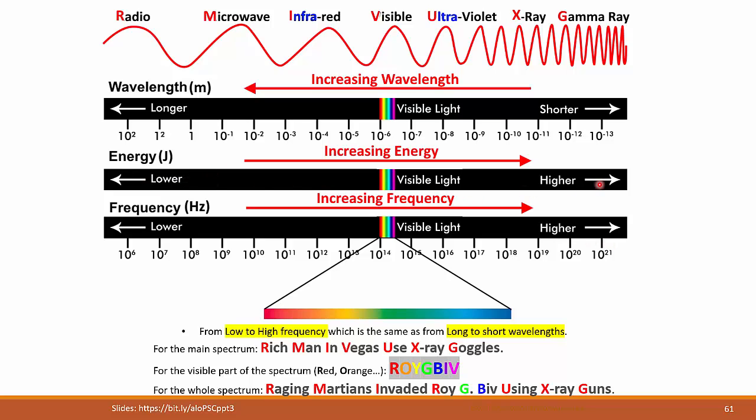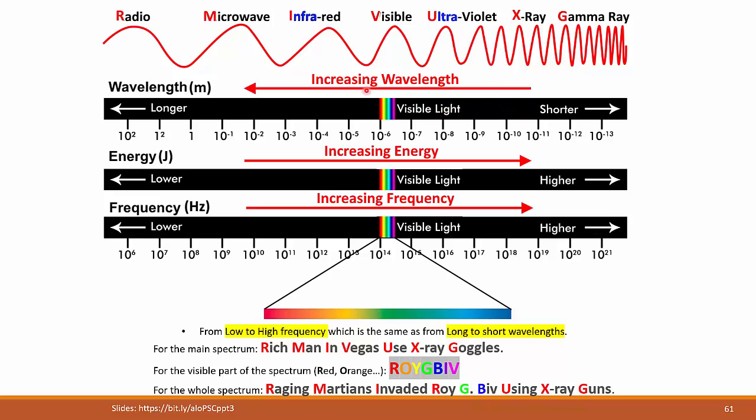Energy behaves the same way as frequency. So we have low energy when we have low frequency, and we have high energy when we have high frequency. Again, long wavelengths when we have low energy and low frequency. Short wavelengths when we have high energy and high frequency.